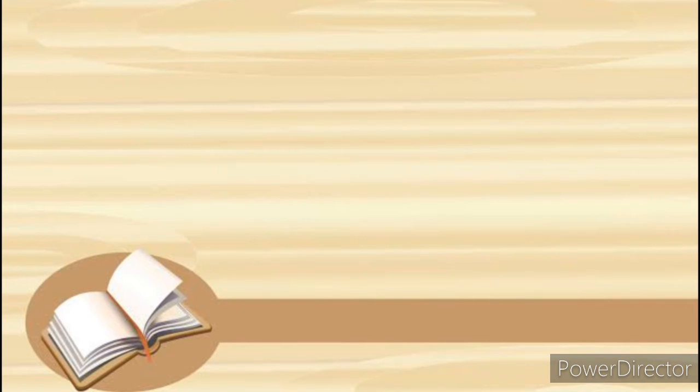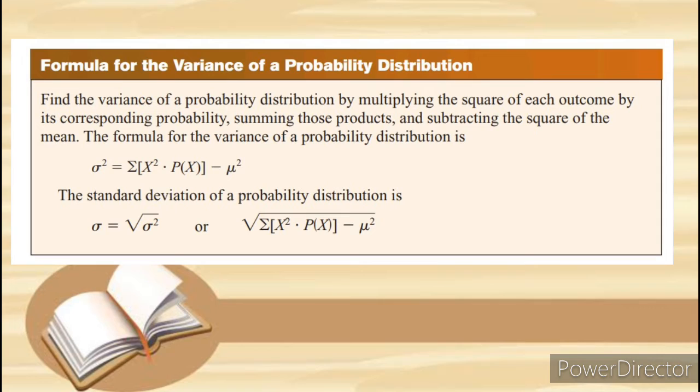This formula is algebraically equivalent to the longer one, and it's used in the examples that follow. Find the variance of a probability distribution by multiplying the square of each outcome by its corresponding probability, summing those products, and subtracting the square of the mean. The formula for the variance of a probability distribution is variance is equal to summation of x squared multiplied by probability of x minus mean square. And the standard deviation of a probability distribution is the square root of variance.